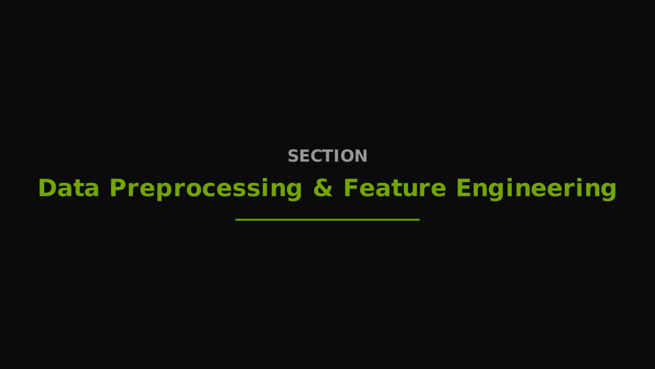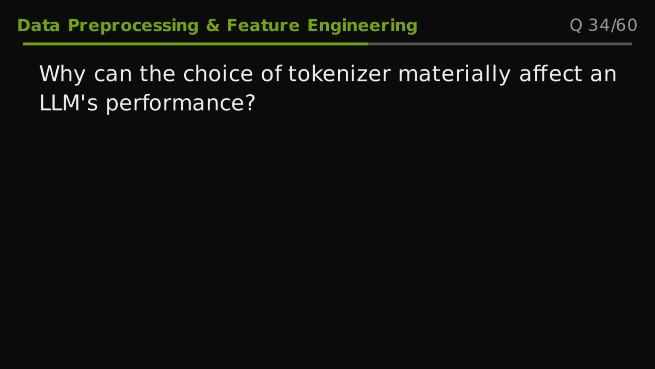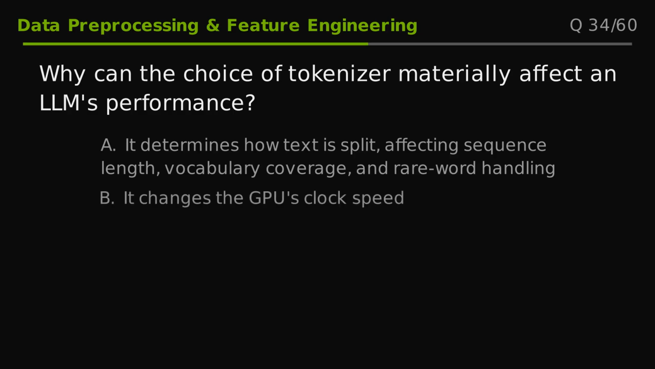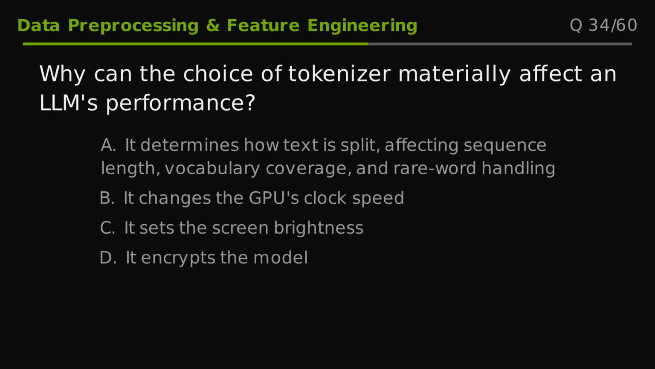Next section. Data preprocessing and feature engineering. Question 34. How can the choice of tokenizer materially affect an LLM's performance? Option A. It determines how text is split, affecting sequence length, vocabulary coverage, and rare word handling. Option B. It changes the GPU's clock speed. Option C. It sets the screen brightness. Option D. It encrypts the model.